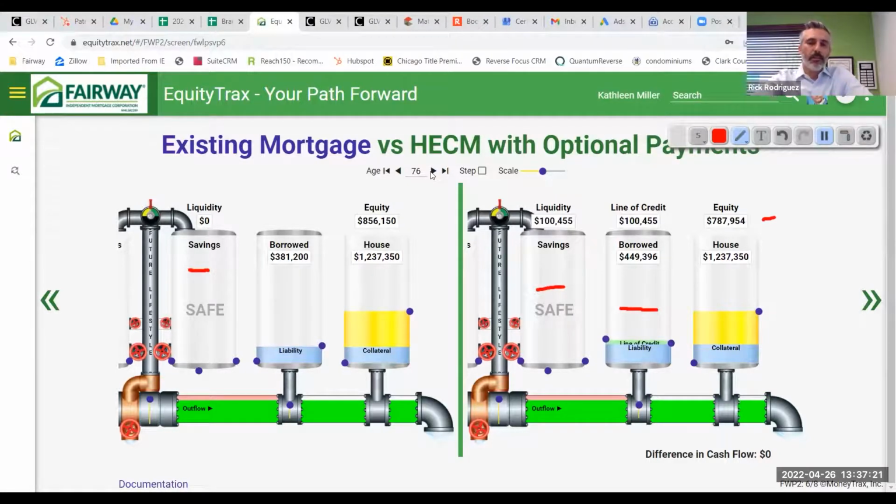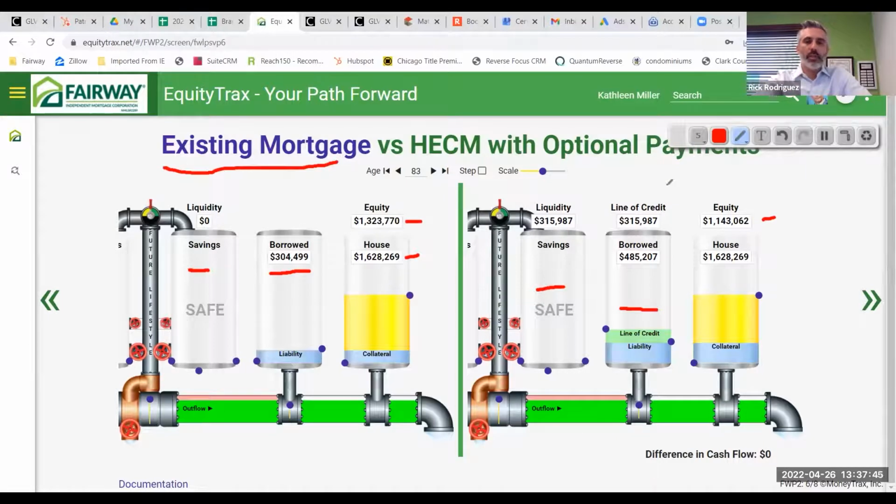75, 76, just stepping up in the ages. 78, I'm going to stop at 83. Again, 10 years in. All right, here we are, age 83. What has happened? These are the same numbers, if you notice, from the previous two scenarios that we went through on the existing mortgage side, on the left side. Now, on the reverse mortgage side, the right side, what has happened?